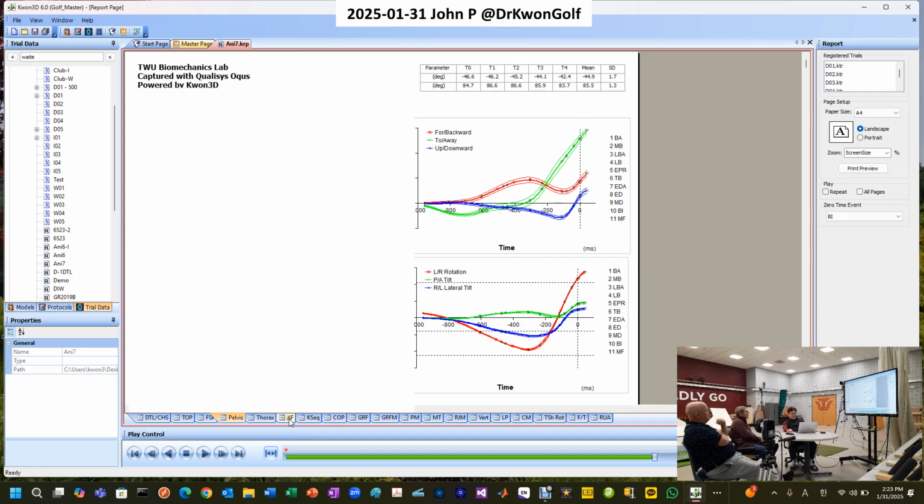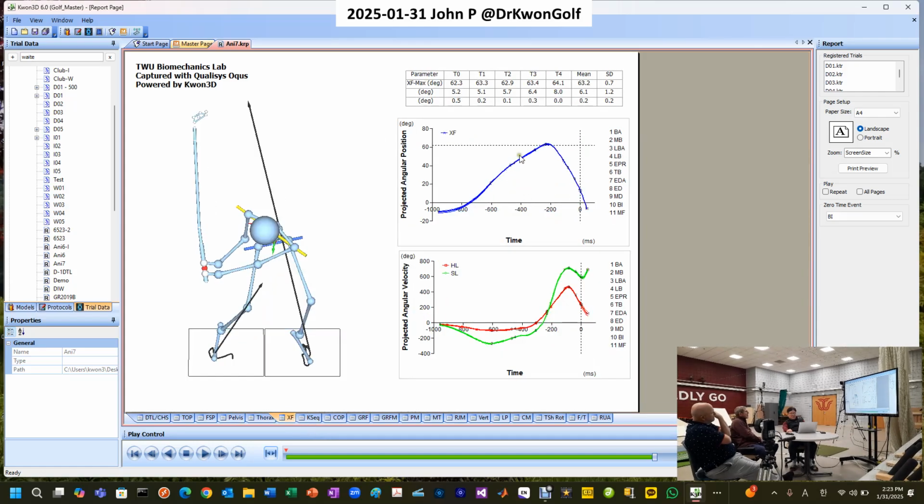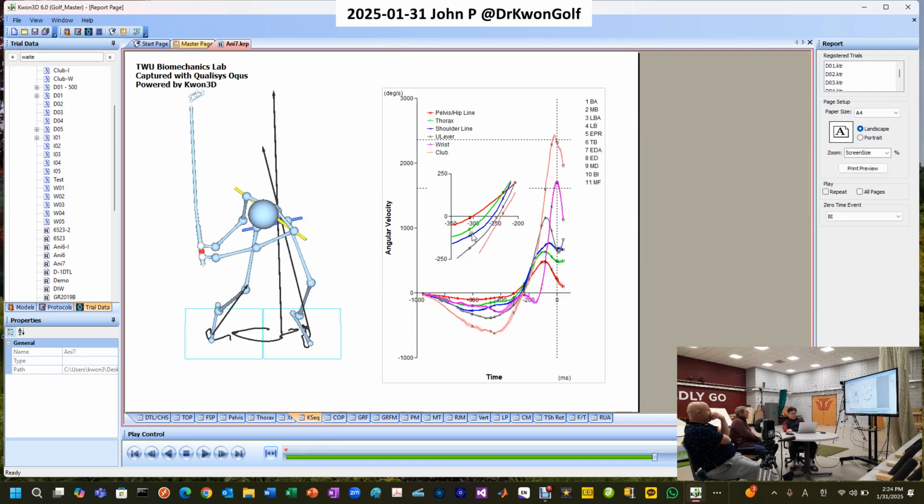And then X factor. So this is the end of pelvis rotation or pelvis transition point. This is the top of backswing. You see, still the X factor keeps increasing. Kinematic sequence. So he has a longer transition phase, and these are well spaced sequentially.